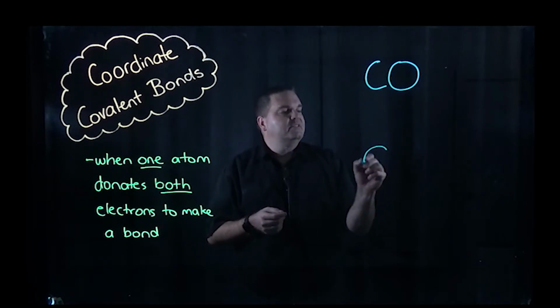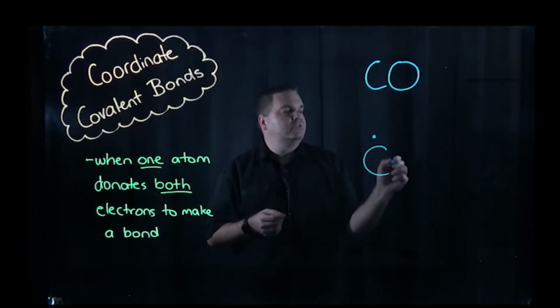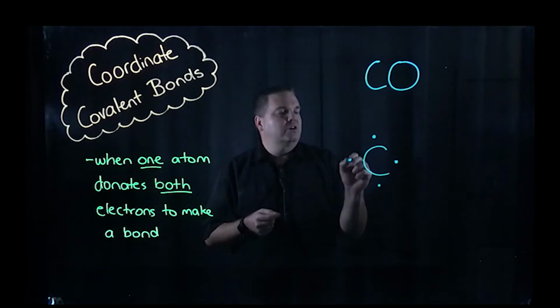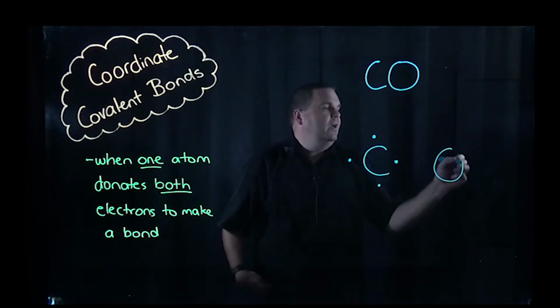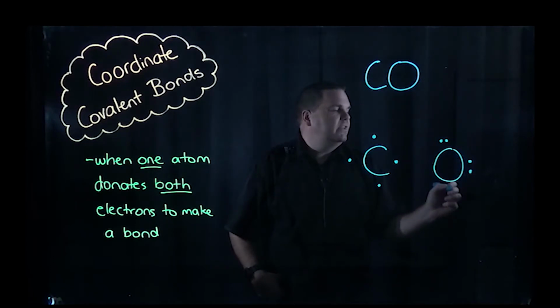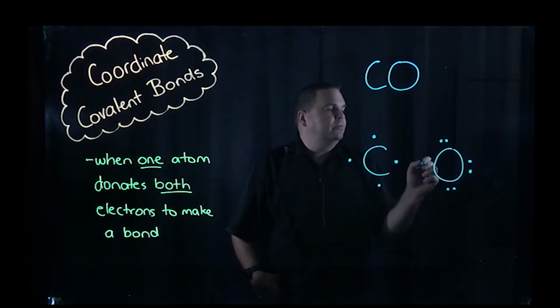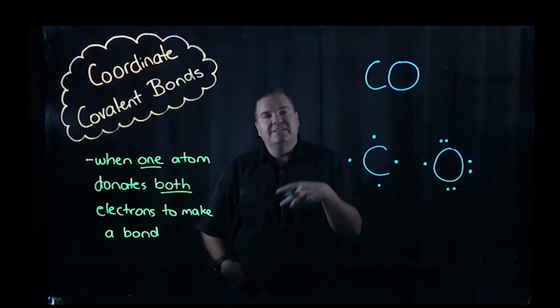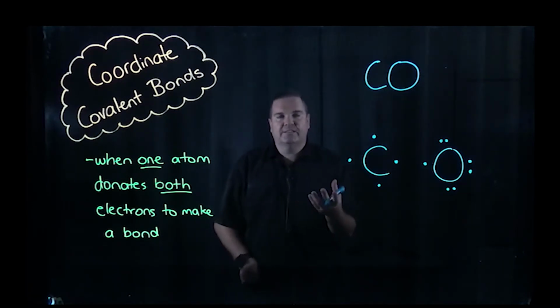So carbon is in group 4, so it has 4 electrons around it, like this. Oxygen is in group 6, and that has 6 electrons around it. Now the goal of both of these atoms, which are in period 2, is to get 8 electrons in their outer shell, because that's stable.